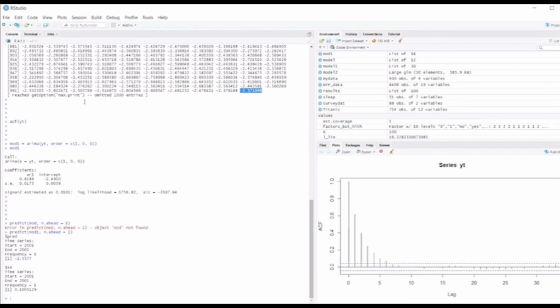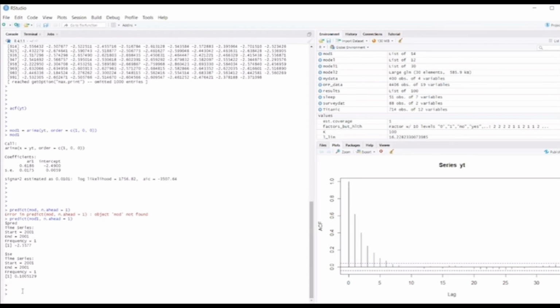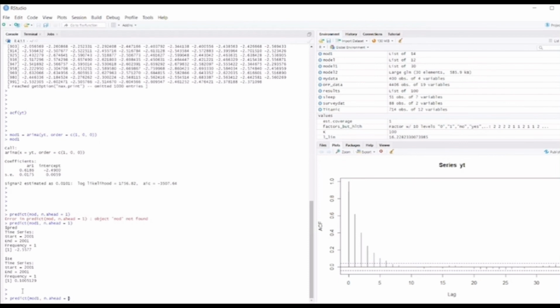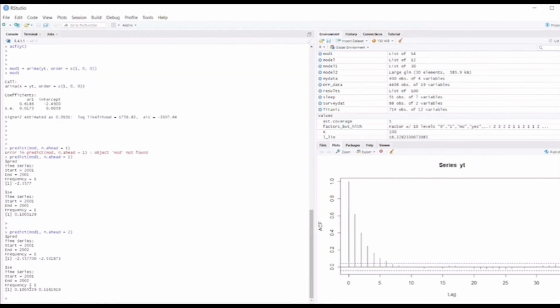Oh, it may not be that one, because R did not display all the data set here. It may not be this one, because this is 991, 992, 993, 994, 5, 6, 7, 8, 9. This is 1000. R only displays up to 1000; it omitted the rest. Don't forget, so the last one is not this one. But automatically, when you write that code, it's basically going to give you this. What if you want to predict two ahead? If you want to predict two ahead, that's what you're going to get.